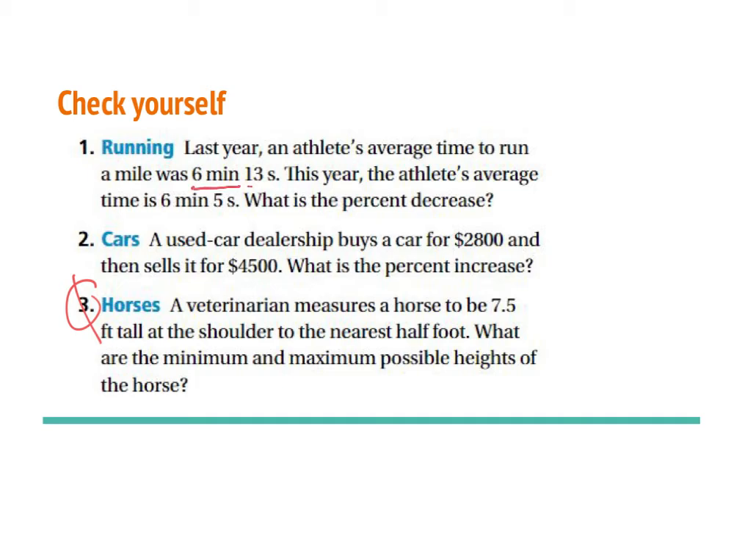So 6 minutes and 13 seconds, you have to convert that fully into seconds. Same with 6 minutes and 5 seconds. It says last year, so that's going to be our old value, and this year is going to be our new one. So 6 minutes and 13 seconds: the 6 minutes, we're going to change by multiplying by a conversion factor. Remember, we want to change it into seconds, and we have minutes, so we want to cancel the minutes out by putting them in the denominator.